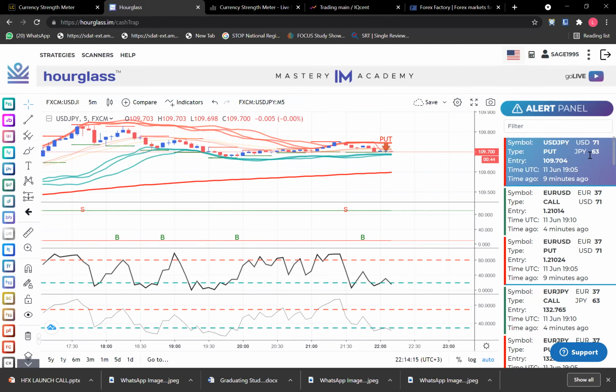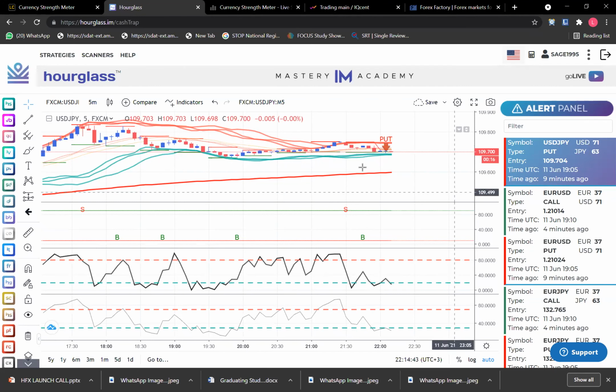Now, your first point is when your first currency is stronger than your second currency. USD JPY. USD is 71. JPY is 63. Is this market going to buy or sell? Buy. That is how many points? That is 1 point. Remember, we're looking for 3 points to take a good trade, 4 points to take a better trade, 5 points to take an amazing trade.